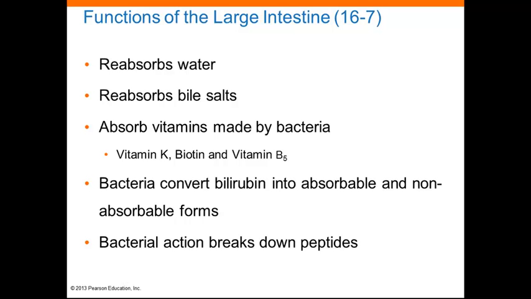Additionally, bacteria convert bilirubin into forms that are eliminated in the urine, giving the urine the yellow color, and non-absorbable forms that remain in the feces, giving it a brown color. Bacterial action also breaks down peptides into ammonia, nitrogenous compounds, and hydrogen sulfide. The ammonia and other toxins are absorbed, and the liver converts them into harmless forms, which are then eliminated by the kidneys.